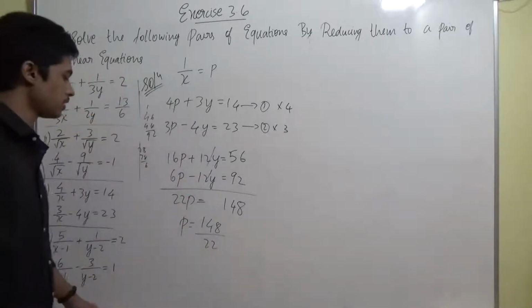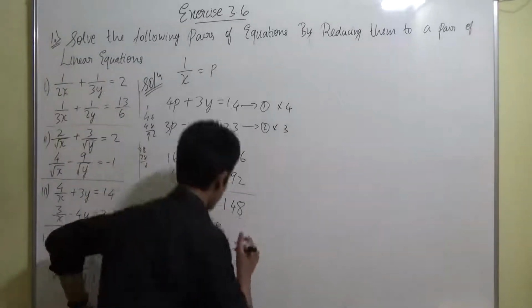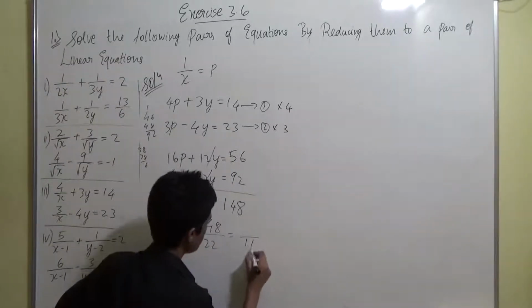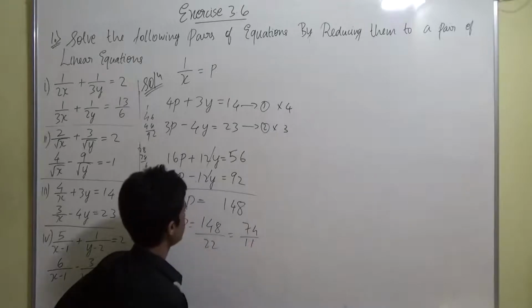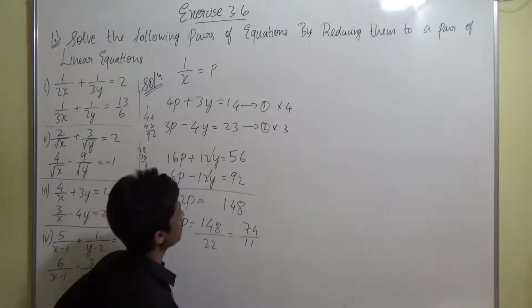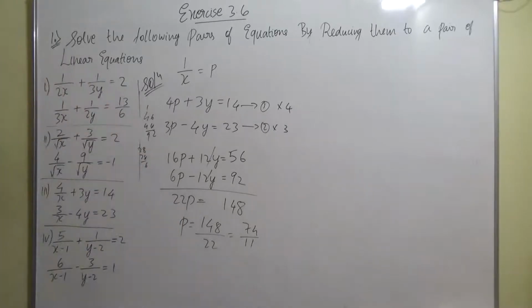So in which table will it get cancelled? I'll go on simplifying it. It will become like by 11, I'll divide both by, oh, we're getting p like 74 by 11. Is it correct, guys, or have I gone somewhere wrong? Let me just check it once.